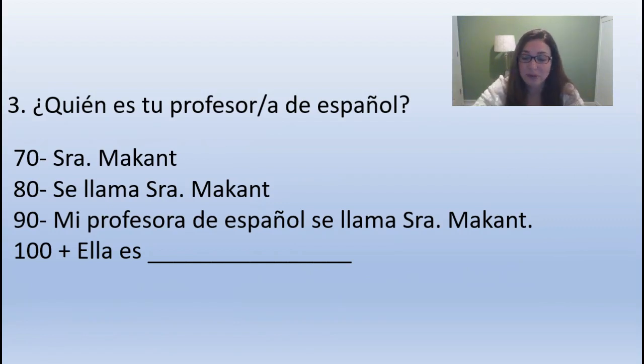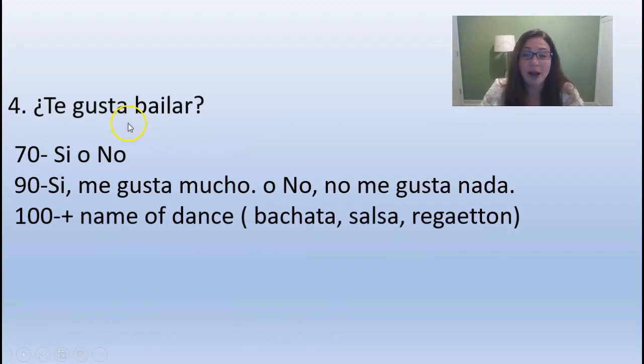That's fine. ¿Te gusta bailar? You could just answer sí or no. That's fine. But then if you want the 90, you would say sí, me gusta mucho. Or, and that's the O, you could say no, no me gusta nada. Now, you could also add the name of the dance. The ones that we have listened to in class are bachata, salsa, and reggaeton.